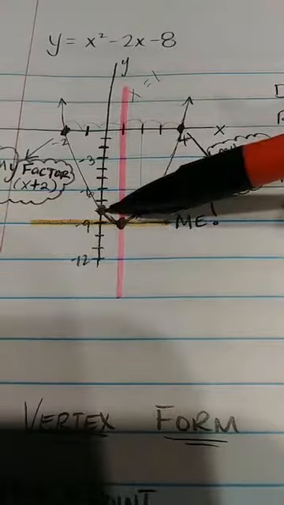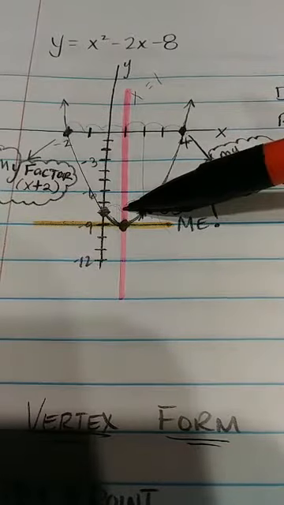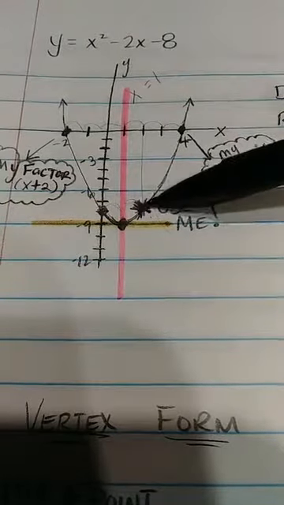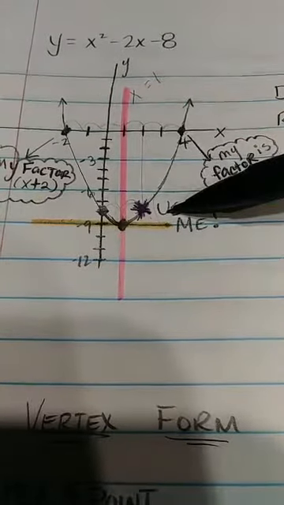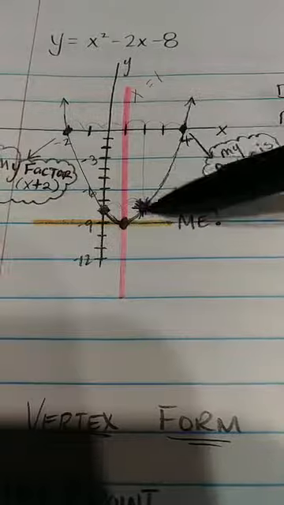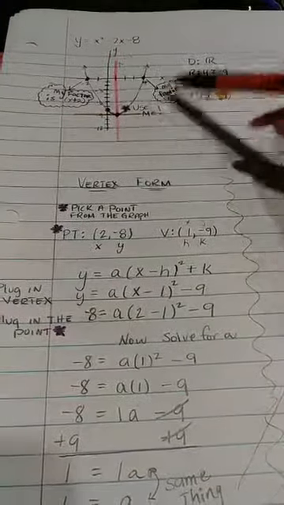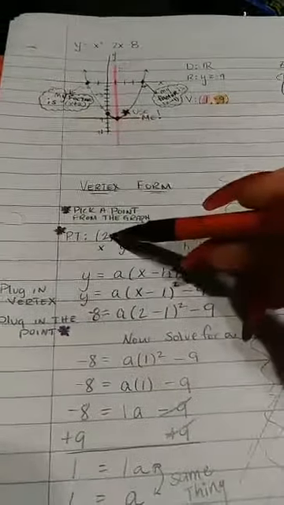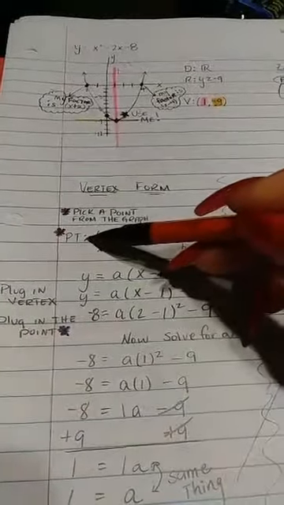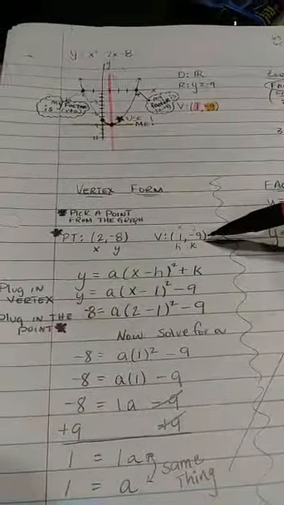And you look down here, I notice that the y-intercept is 1 away from the axis of symmetry. So this point here must also be 1 away. And that point is what we're going to use today, which is 2, -8, when writing the vertex form of the quadratic equation that represents this parabola. Now, be mindful that 2, -8 is the point we're going to use. 1, -9 is the vertex.